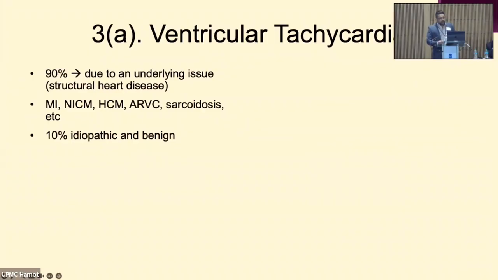It's because you have a history of non-ischemic cardiomyopathy. You had myocarditis at some point. You have HOCM. Dr. Jeffrey's going to talk to us about that. You've had sarcoidosis. You have arrhythmogenic right ventricular cardiomyopathy. There's a host of structural things that can happen to the heart muscle that leave behind scarring. The reason ventricular tachycardia happens is because you have scarring in the heart muscle. 10% are idiopathic and benign.